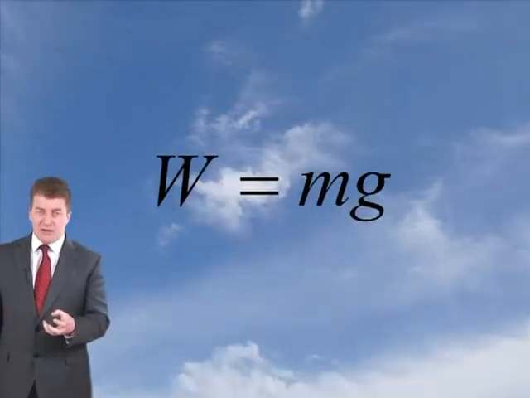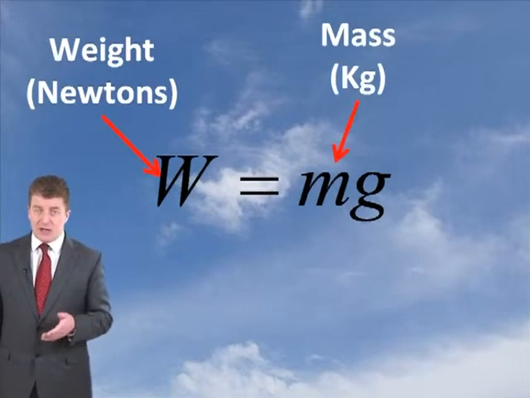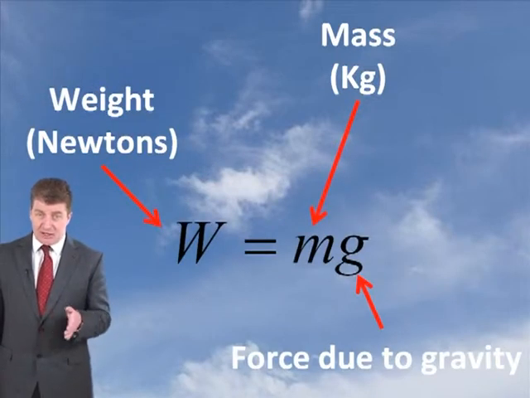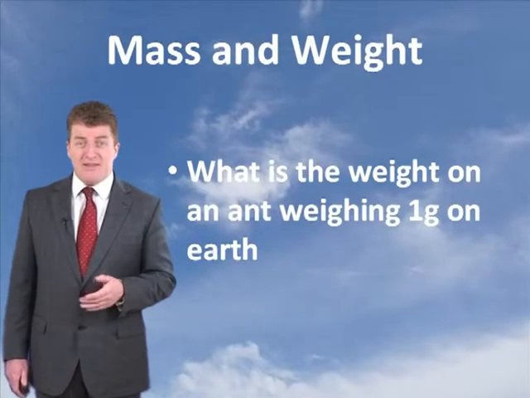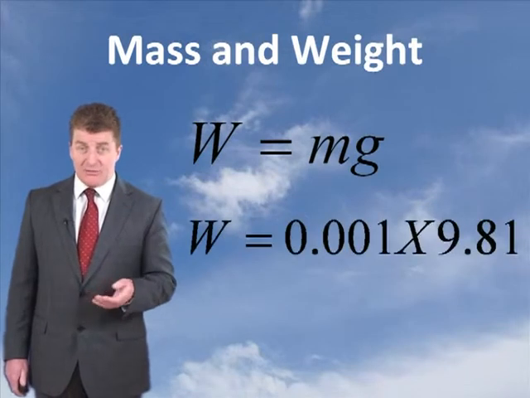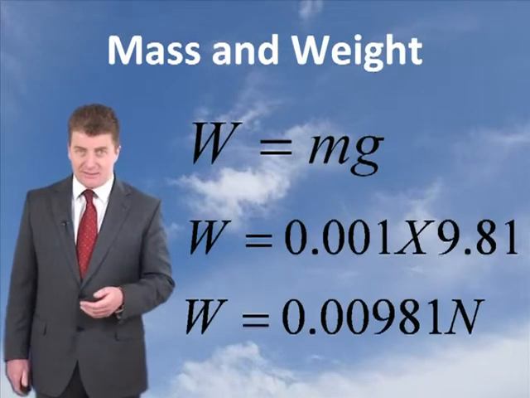So, let's look at this. What is the formula to determine the weight of a body? The weight of a body is the force of gravity on that body, but what's the formula? Well, this is it here. W equals mg. Weight in newtons equals mass in kilograms times g, the force due to gravity, which is in newtons per kilogram. And that comes out giving us a weight in newtons. For example, what's the weight of an ant weighing 1 gram on Earth? We'll put these in the formula. It comes out at 0.00981 newtons for the ant.